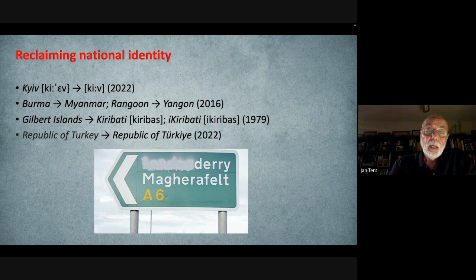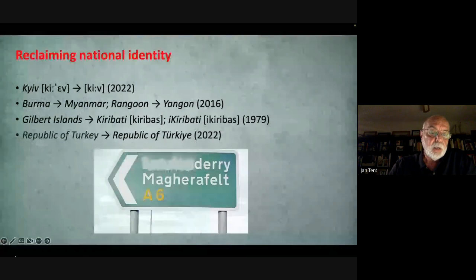you'll see that the word London, of the name Londonderry, has been blocked out because the Irish people want to get rid of the London part, and they say, well, our name for the place is Derry. So all these road signs in Northern Ireland, you'll see the word London crossed out or whited out or blacked out. So it's a way of reclaiming national identity.